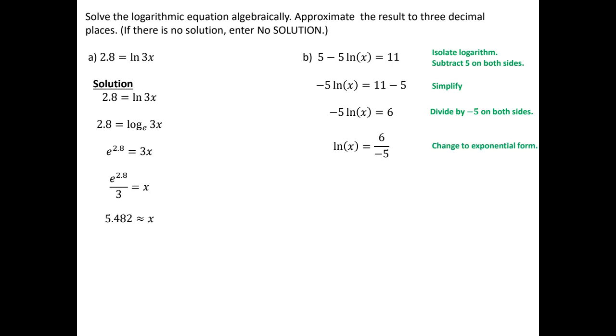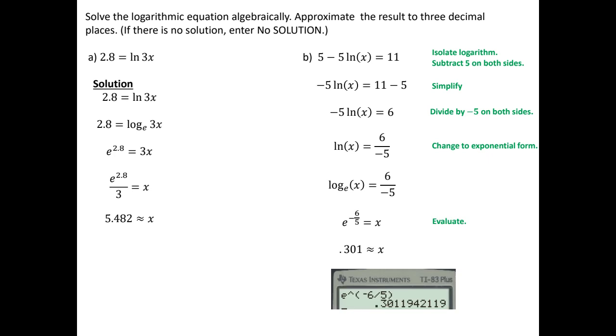I'm going to go ahead and convert to exponential form. So again, natural log of x is the same as log e of x. The log is always equal to the exponent. So that means that negative 6/5 is your exponent. And now I can plug that into the calculator. So we get 0.301.